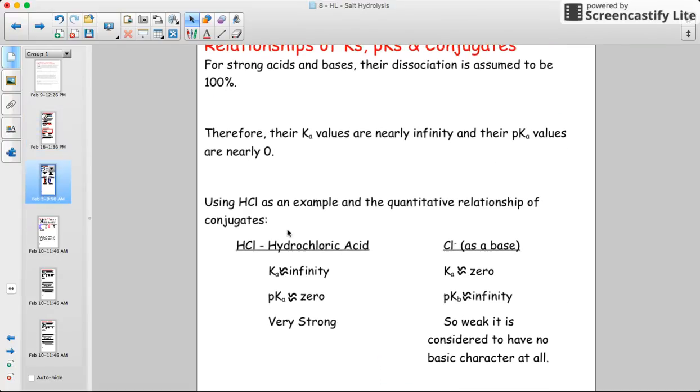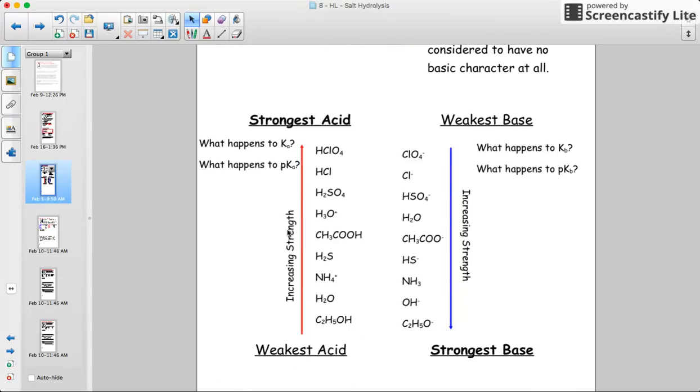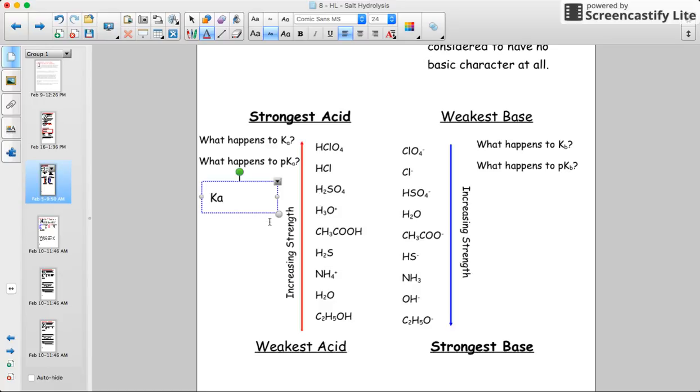So to try to summarize what I was getting at there, if we think about the relationships, as acids get stronger, what happens to their Ka values? Well, as acids get stronger, Ka values increase because there's more dissociation, and therefore the product part of the fraction goes up and the Ka value increases. But as Ka goes up, pKa decreases, pKa goes down. Just like as H plus goes up, pH goes down.